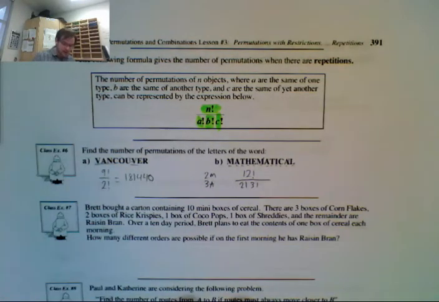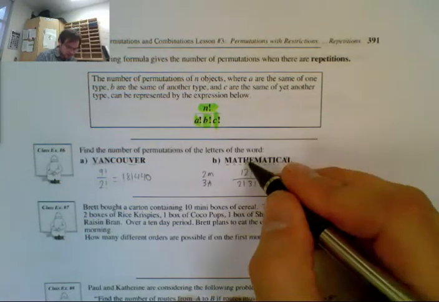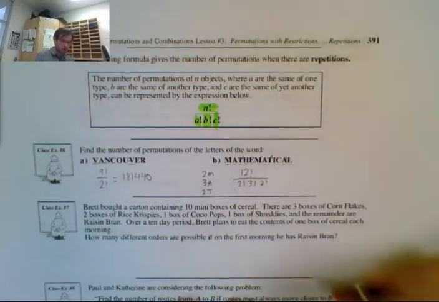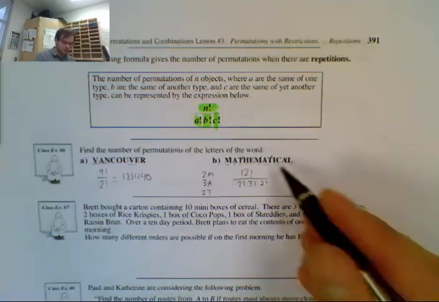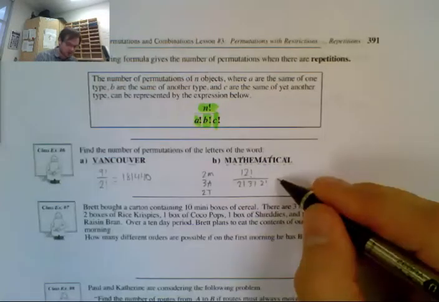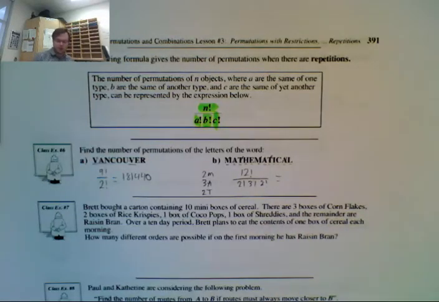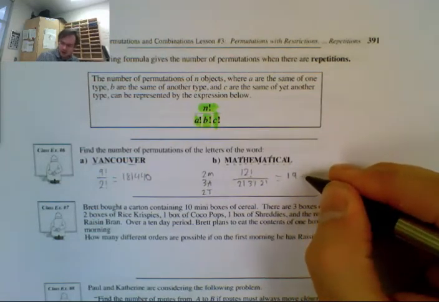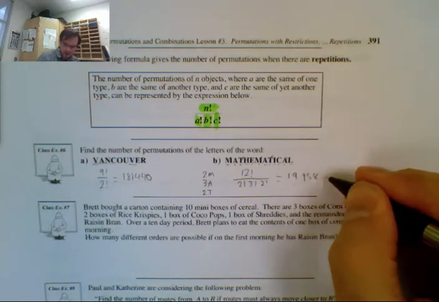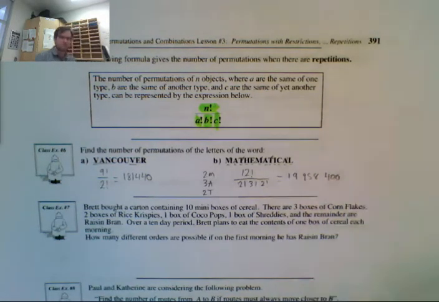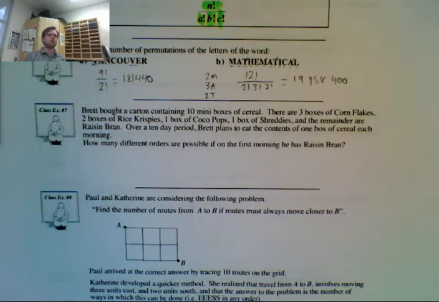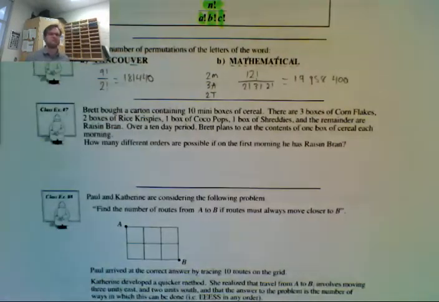Okay? And then I have 2 t's, which is another 2 factorial. Okay? So it's just how many times each of these are repeated. The letters repeated, that's what we put in the bottom that we're going to divide by. Now this gives me a total of 119,900,058,400. Okay? All right. So let's go to class exercise 7.